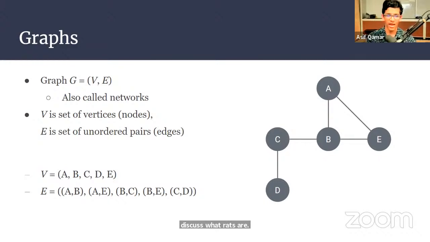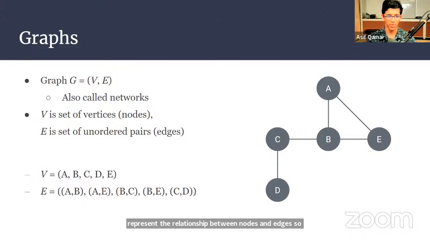A graph is a mathematical structure that is able to represent the relationship between nodes and edges. Here we have this mathematical equation where we say G equals (V, E), and V is the set of vertices or nodes, and E is the set of unordered pairs or edges. We can see here we have the set of vertices and the set of edges, and that gives us this graph that we see here.